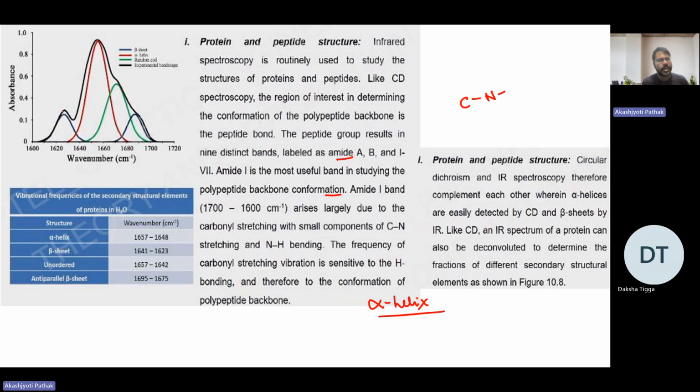Similarly, you are getting a peak here that is corresponding to the beta sheet. Now, random coil, this information is known. If a protein is completely unordered, then it will show absorbance in this region. If a protein is completely composed of antiparallel beta sheet, then it will show absorption frequency in this region. Okay. So you are utilizing that and you can deconvolute the spectra to determine the percentage of the secondary structures present in a protein.